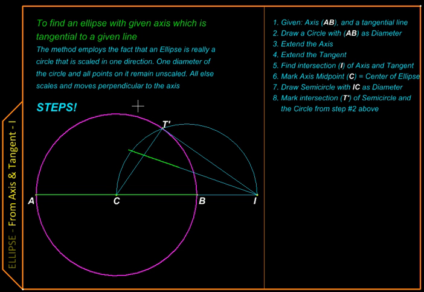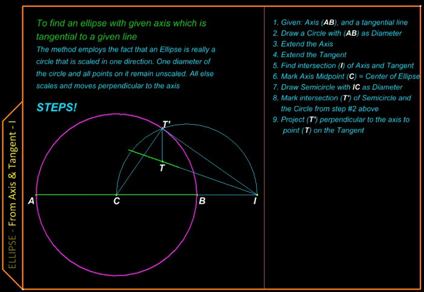Ellipse is really nothing but a compressed circle. So our circle, if we compress in a vertical direction, its diameter AB will remain the same, but its vertical dimension will reduce, and we are going to reduce that vertical dimension, scale it down till it becomes tangential to this given line. Okay, so let us see where it will be tangential.